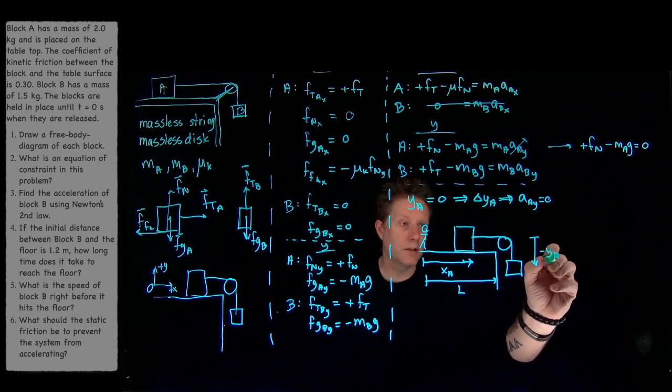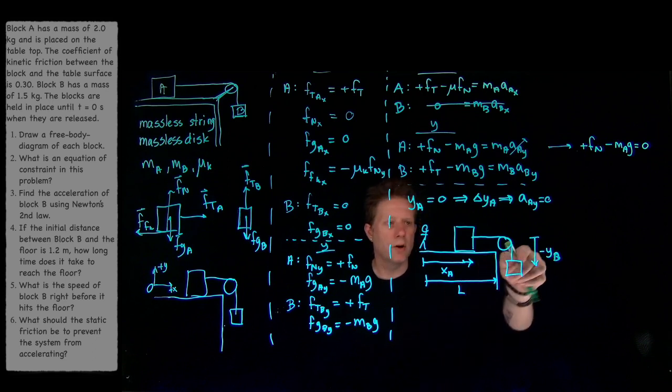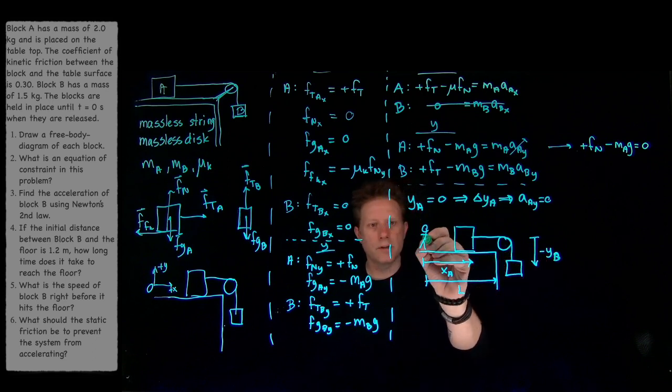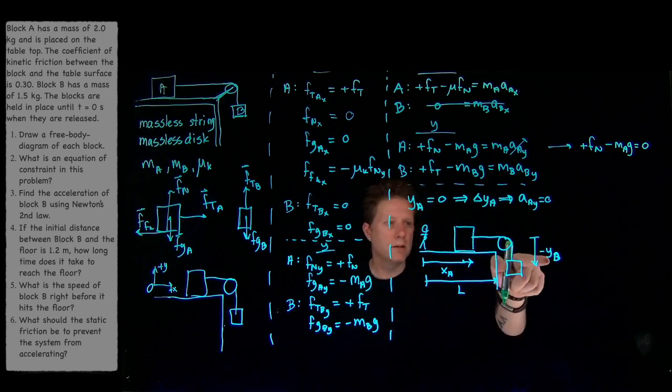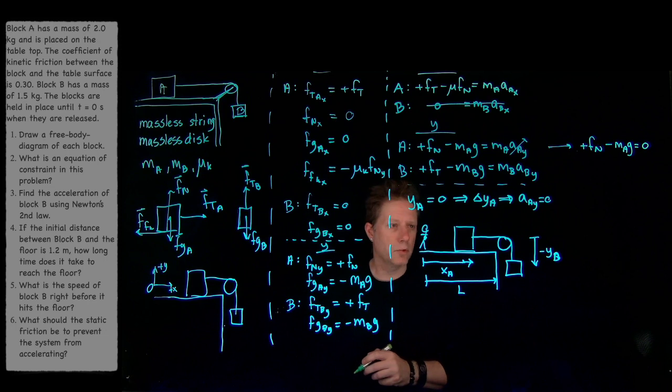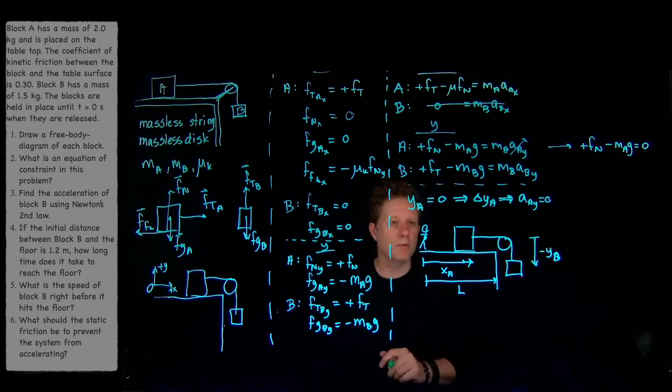So this is B. And it's going to be negative simply because our origin is sitting right over here, so we have y being positive up and x positive to the right, so this will be a negative component of the position of box B.